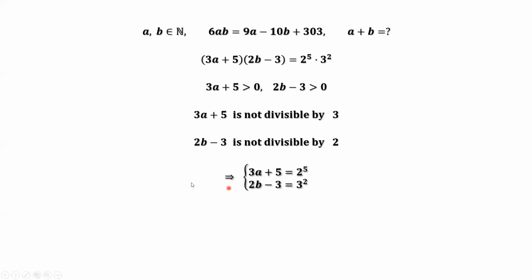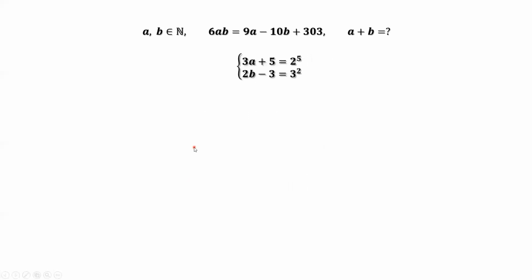Simplify this system. We have 3a plus 5 equals 32. 2b minus 3 equals 9. Continue to simplify. We have the final solutions for A and B. A equals 9, B equals 6.